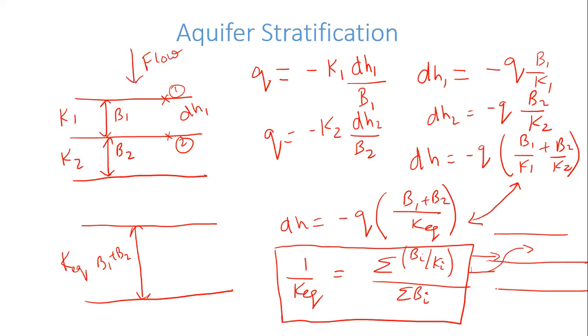Water also does the same thing. Water will always follow the path of least resistance. Which is the path of least resistance? Whichever allows you to flow easily. So the equivalent k will always be closer to the layer which has the higher k.